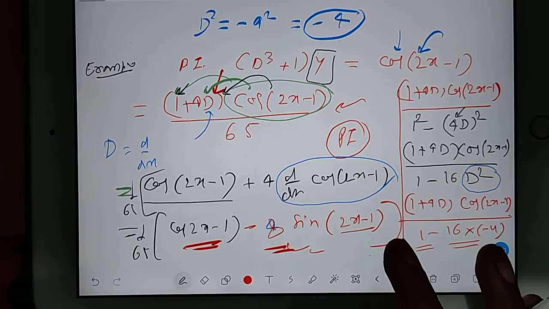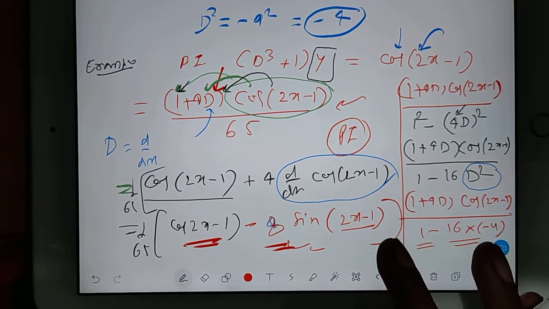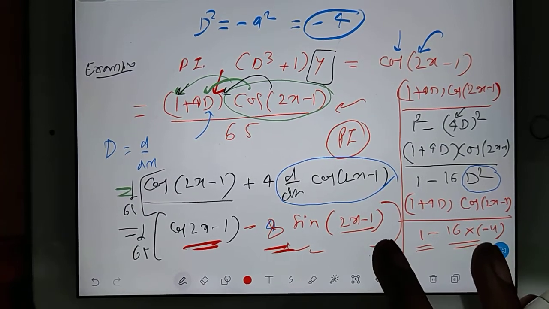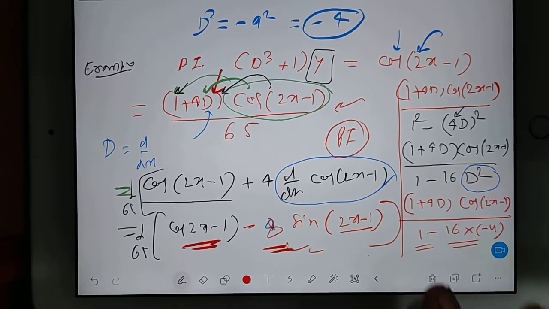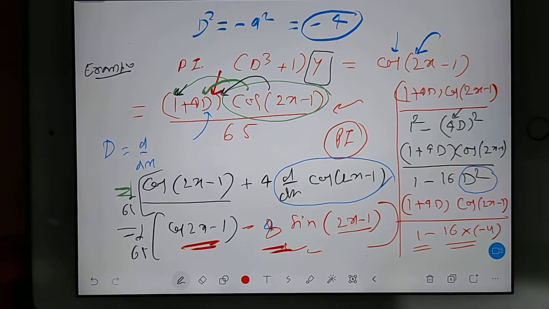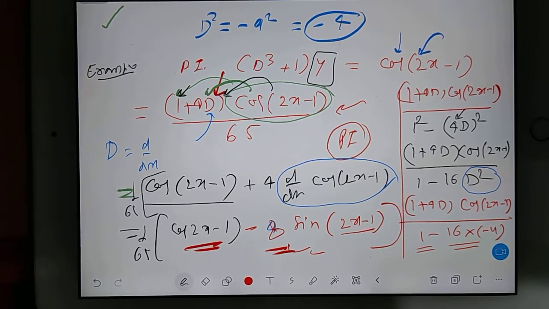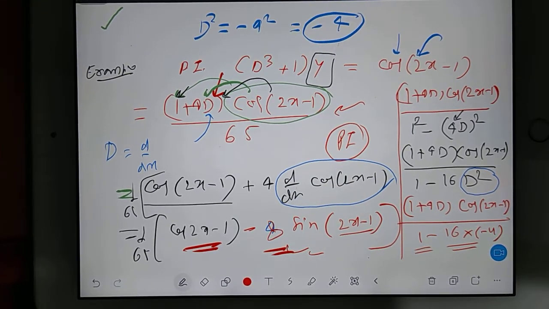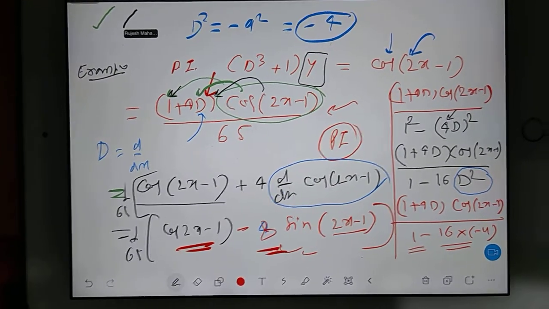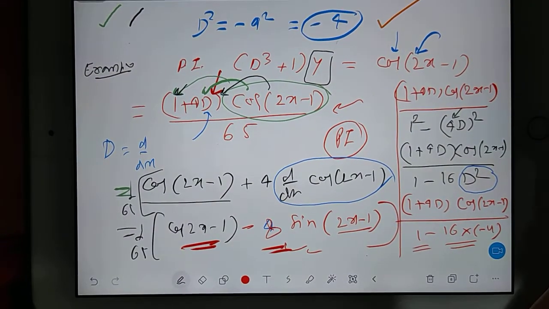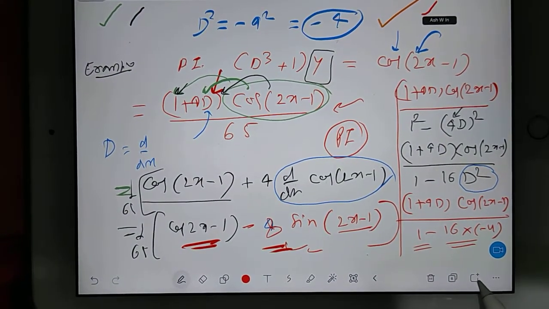Anyone any doubt? Tick on the screen or unmute and ask. Okay, no doubt. Now I will take one example which is based on sine 2x. Very good, Pratik. Ashwin, Vedant, other students, all clear? Okay, very good. So it's going smooth. I'll change the page.